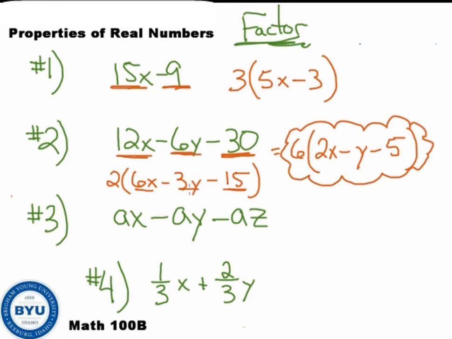You could actually pull out a 3. On number 3, we've got an a in each of these, so we could just pull out the a, leaving us with x minus y minus z.